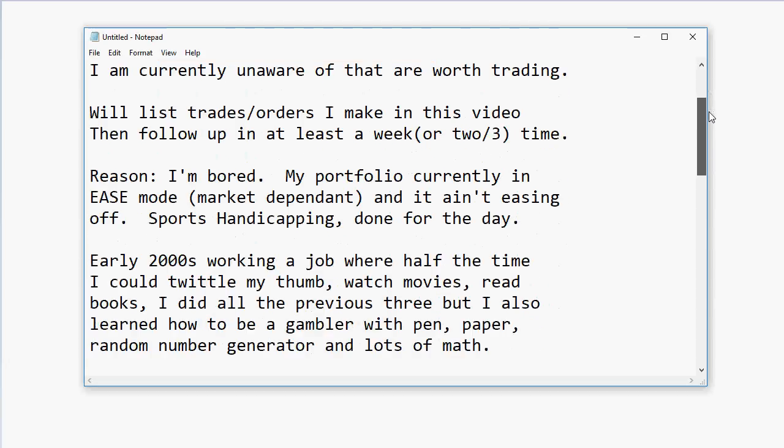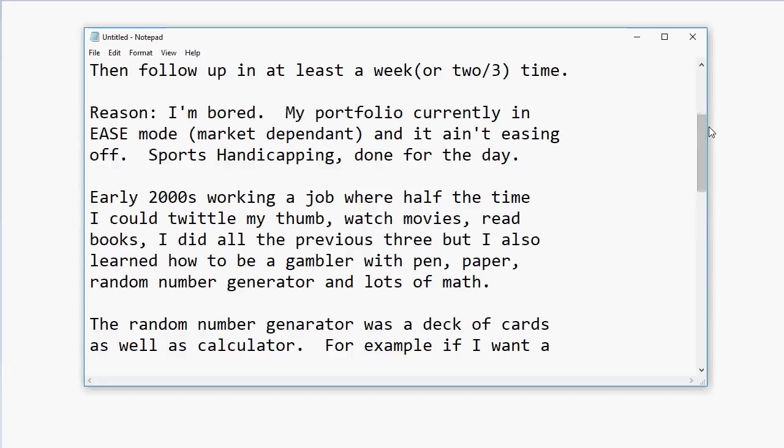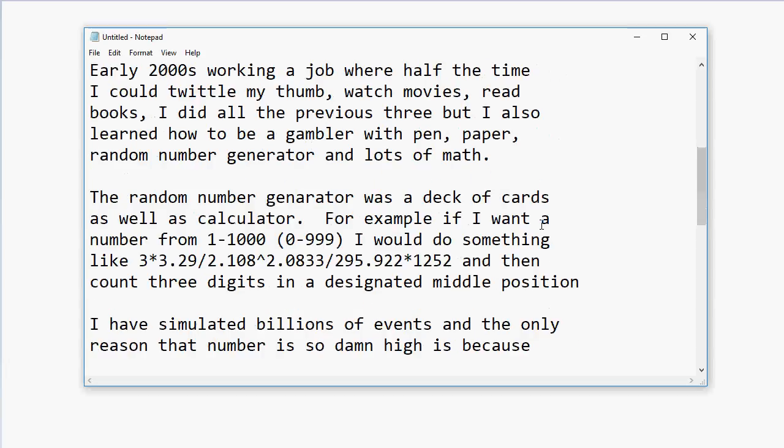It's all done. And in the early 2000s, working at a job where half the time I could twiddle my thumb, watch movies, read books, and I did all the previous three. I don't remember twiddling my thumb. But I also learned how to be a gambler using the pen, paper, random number generator, and lots of math. Random number generator was a deck of cards as well as a calculator.